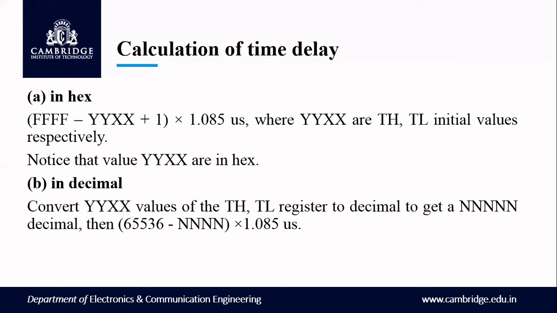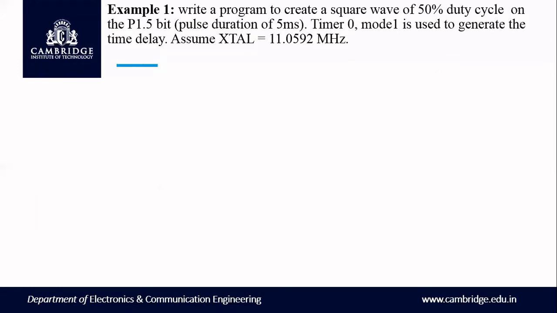These things we need to understand in order to write the assembly language program. So let us see one example. In this example, they ask you to generate a square wave on port P1.5 with a pulse duration of 5 milliseconds, in a mode 1 program using timer 0. So the first step is to load the TMOD register. You need to visualize the TMOD register. We are using timer 0; timer 1 is not used.